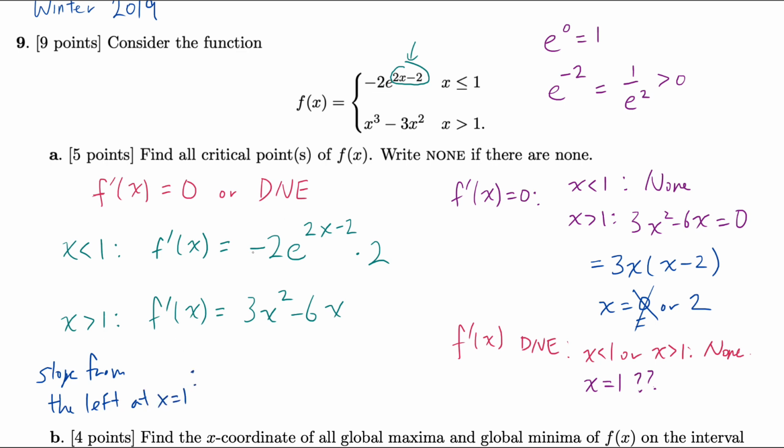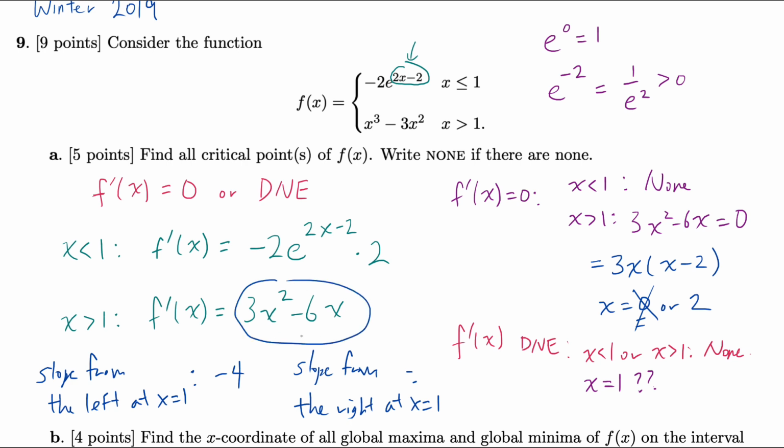So when I'm looking at the slope from the left, I'm looking at this thing. And as x is getting closer and closer to 1, the f prime of x, which is the slope of f of x, is getting closer and closer to negative 2 e to the 0 times 2. E to the 0 power is 1. So the slope from the left is negative 4. What about the slope from the right at x equals 1? Well, as x is getting closer and closer to 1 from the right, you're looking at this polynomial, with x approaching 1. So when x is 1, we have 3 minus 6. So you're approaching a slope of negative 3.